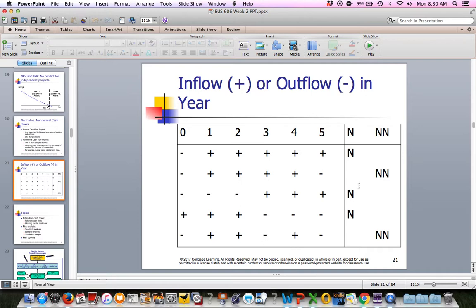This is just an example of different cash flow patterns. The N is for normal, NN is for non-normal. You just never know, right? With my delivery van, I would think that's a normal. I spend money to buy it. I get all my future positives, and then at some point in time, I either sell it or trade it in for another van. So it'd be a very normal one.